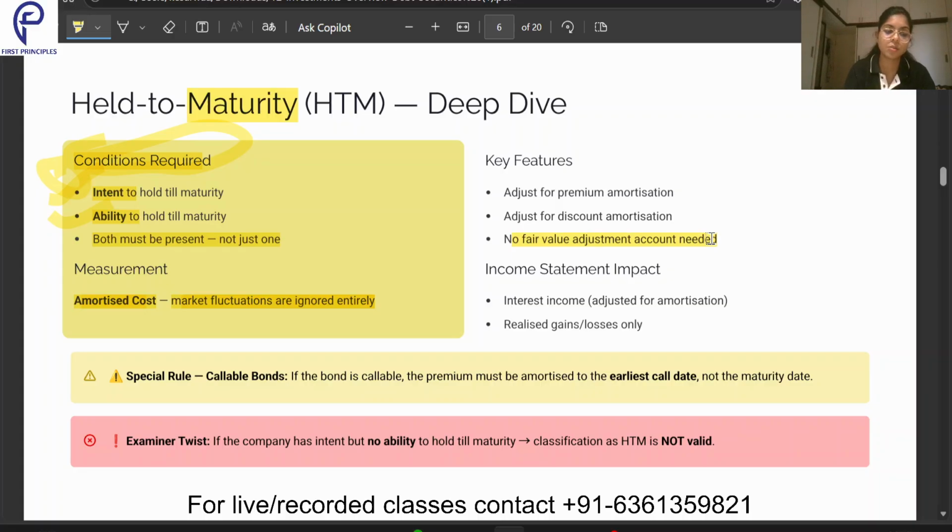Why? Because we are holding the security at its amortized cost. What is the impact on the income statement? Interest income is recognized, adjusted for amortization, and realized gains and losses only.